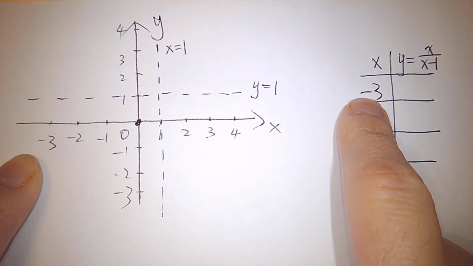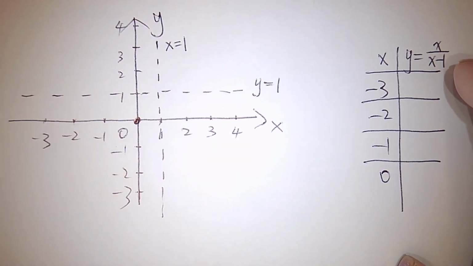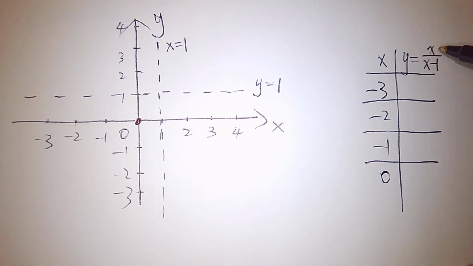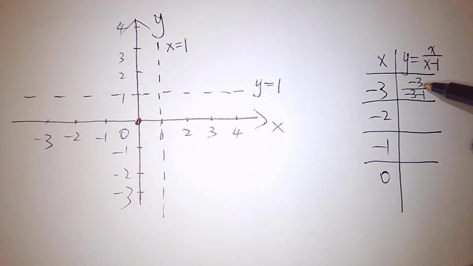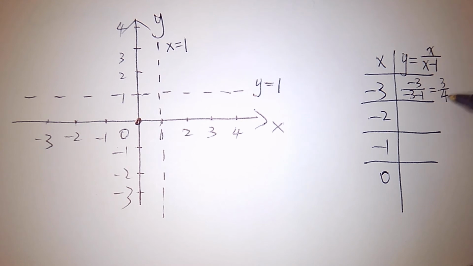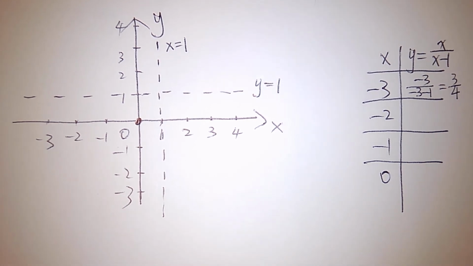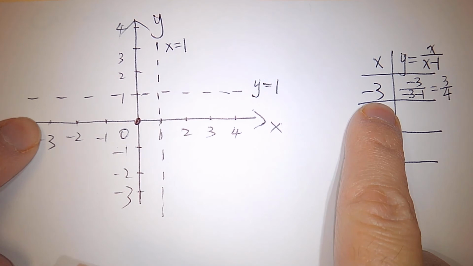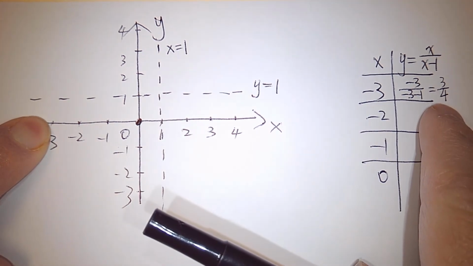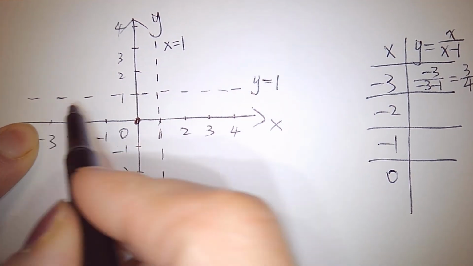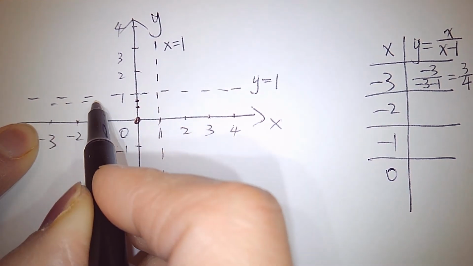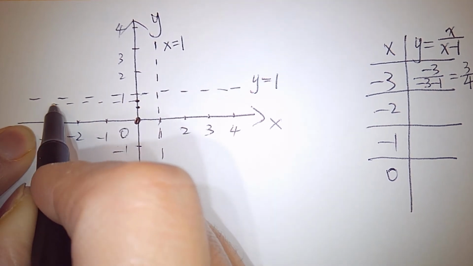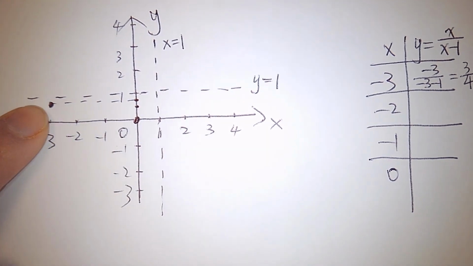You can try when x equals -3, compute y. Okay, let's try that. x equals -3, over -3 minus 1. What do we have? -3 over -4, which is 3 over 4. Right, guys? So when x equals -3, y equals 3/4. This is a half, and 3/4 is there. Ooh, this point is on our graph.